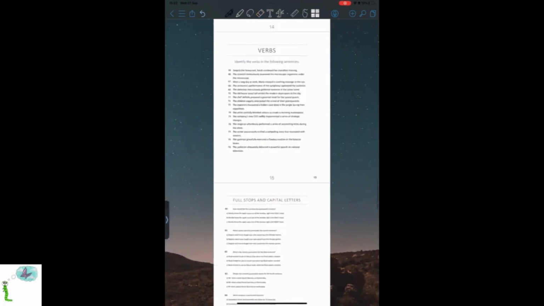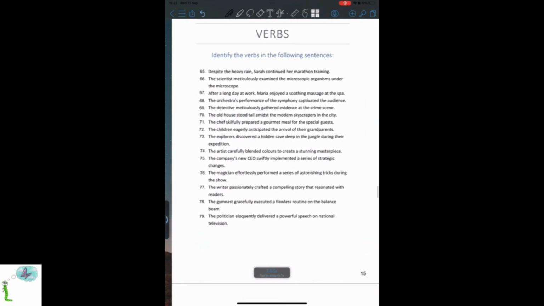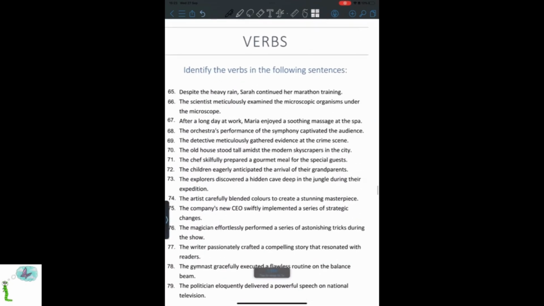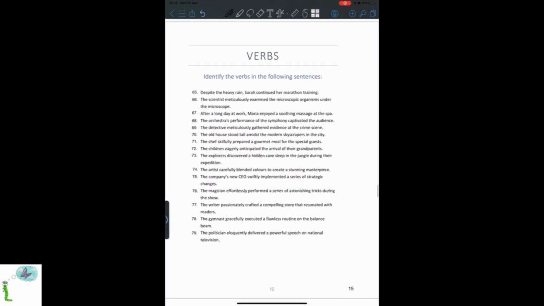But these ones, verbs, I'll go through these really quickly. Despite the heavy rain, Sarah continued her marathon training. Anything with ing is usually a verb, so she's training, right?